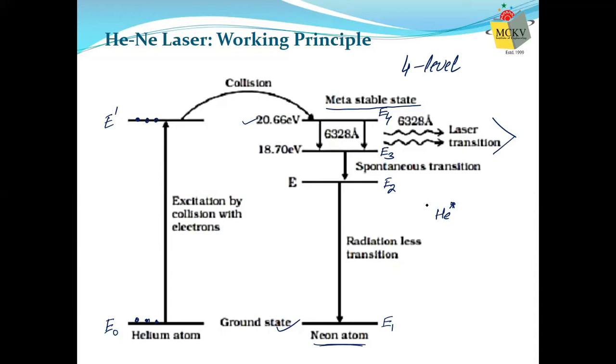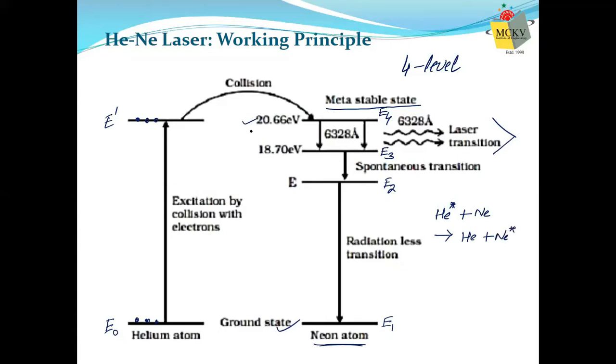That means the probability of collision of that helium with any other atom will be increased. So now this helium atom may collide with a neon atom at ground state. This neon atom was at ground state. It collides with the neon atom and transfers its energy, so that now it will be normal helium, and neon will be excited.